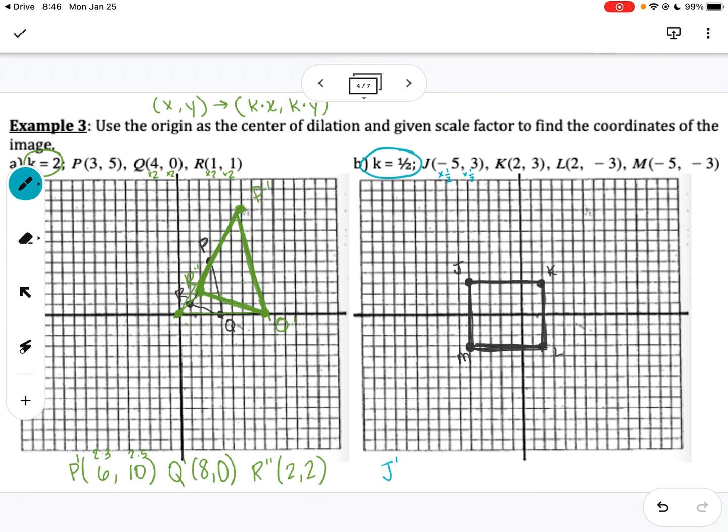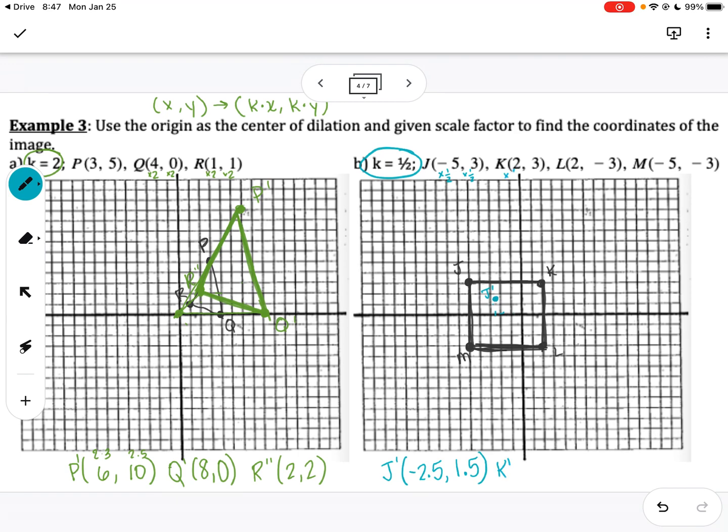So if I take point J and I dilate it by a scale factor of 1/2, negative 5 times 1/2 is negative 5 over 2, or you can write that as a decimal or a fraction. So negative 5/2 is the same as negative 2.5. That's a little bit easier to graph when we're thinking about it. And then 3 times 1/2 is 1.5. So the image of point J is going to be at negative 2.5, and then it's going to go up 1.5. So it's going to be like right in the middle of this box right here. That's the image of J.